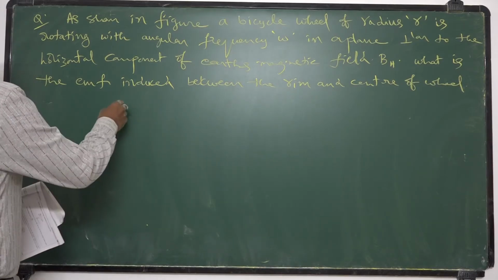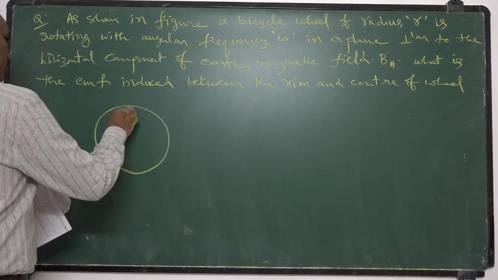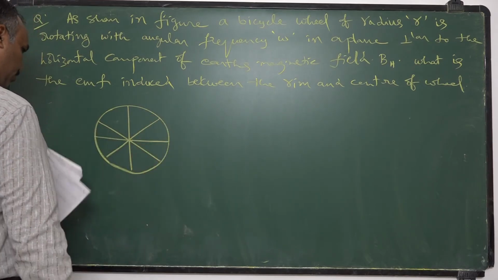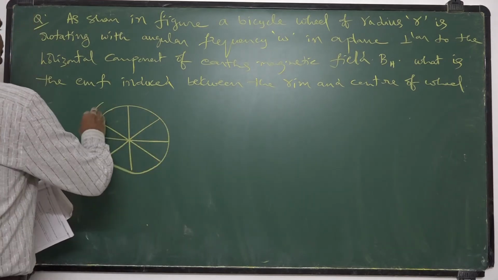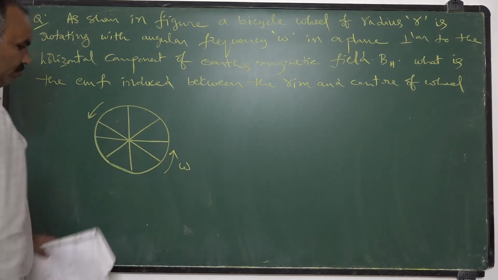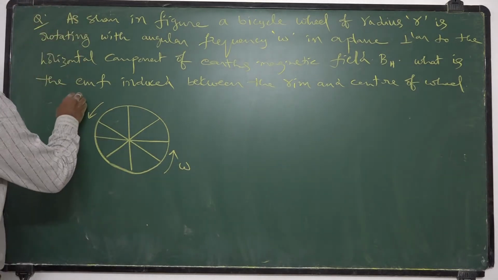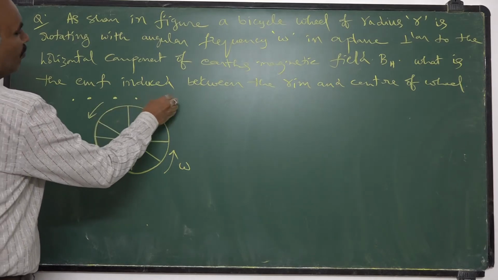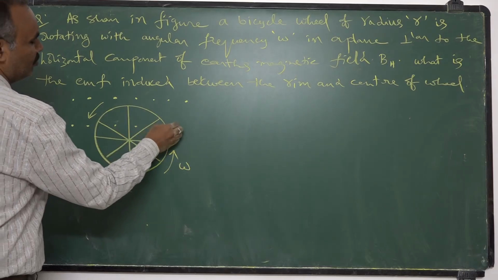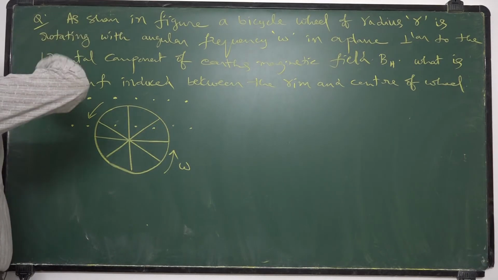So the question figure is like this. This is the bicycle wheel. The spokes of the bicycle wheel are like this. And this bicycle wheel is rotating with angular velocity omega in a magnetic field out of the paper. That means earth magnetic field is directed from south pole to north pole. North pole of the earth is like this, south pole of the earth is like that.